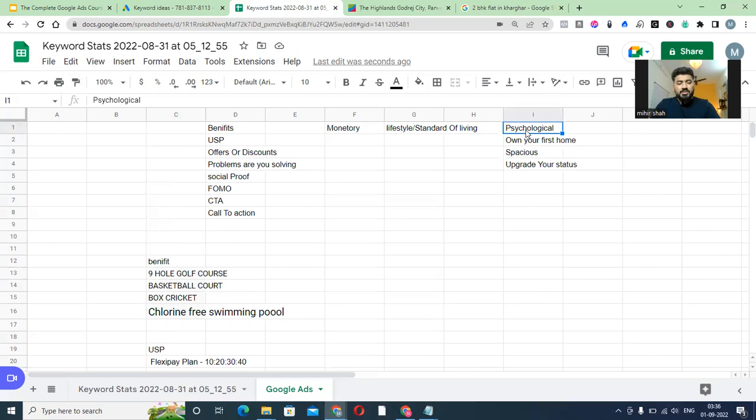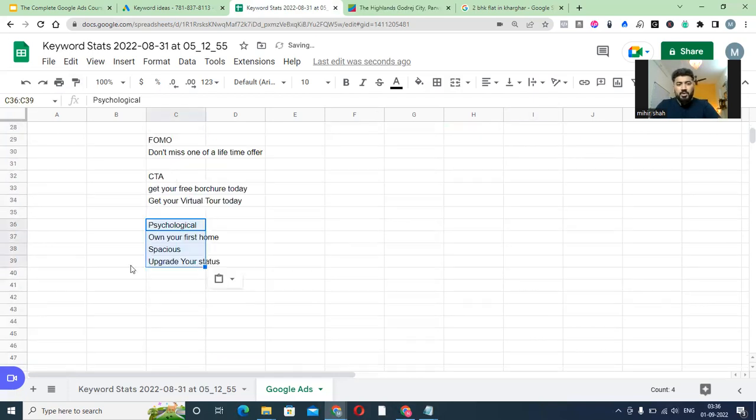And psychological things is already something that I have highlighted. So you need to focus on these things on your product and service. For example, for real estate, own your first home, own a very spacious home, upgrade your status. These are a couple of things that are psychological factors that will be very beneficial. Now the next step is we will learn how to incorporate these into our ads. So stay tuned for the next part of this particular module. Thank you.